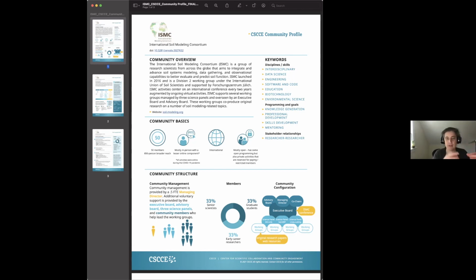I'm a soil scientist, so soil plays a lot of roles across a whole bunch of different processes. All that being said, it was initially envisioned as a conference, and then it evolved from there into this working group and science panel structure that I'll talk about a little bit in here.